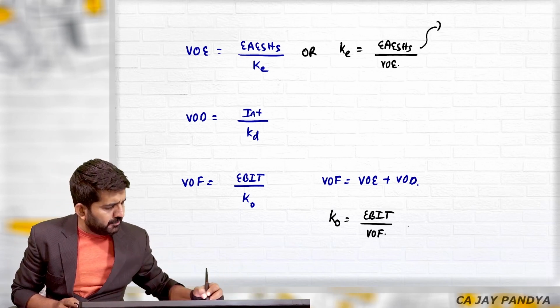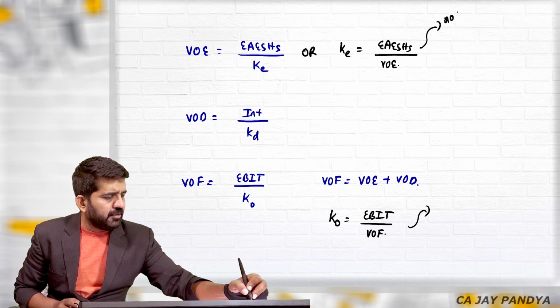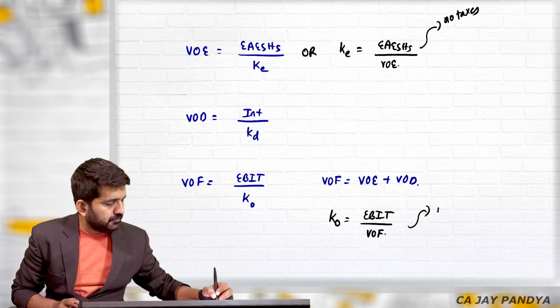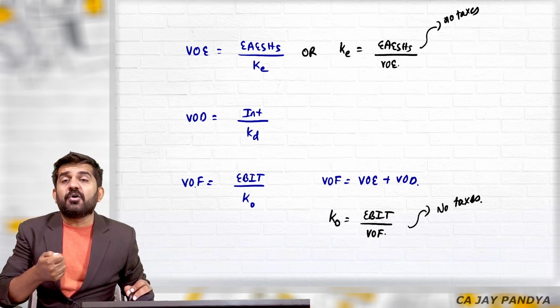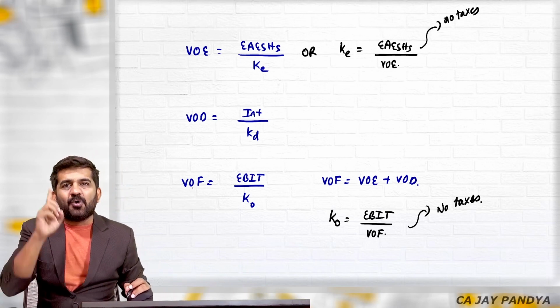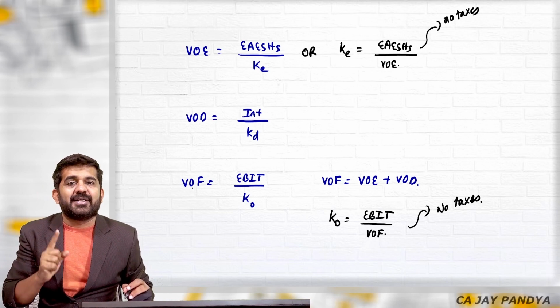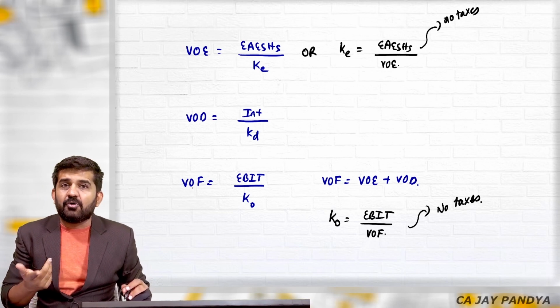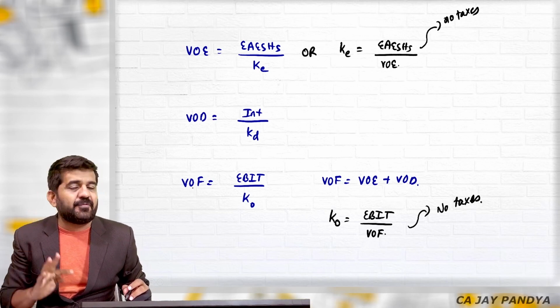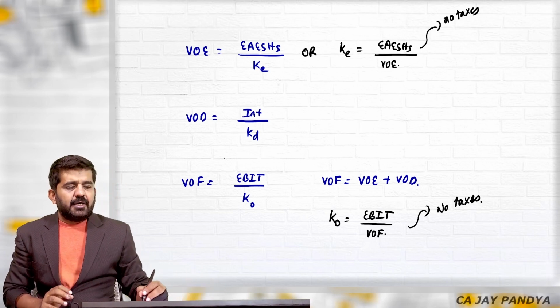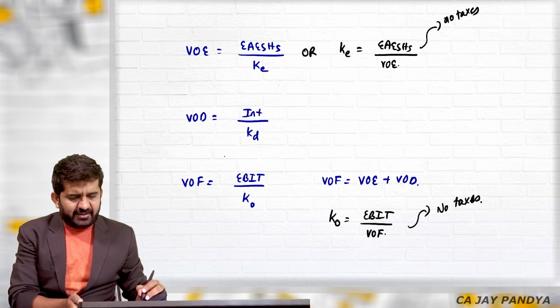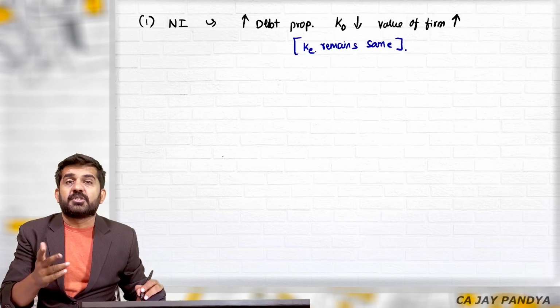This should normally be used when there are no taxes. Sir, how to find KO if there are taxes? You should go to cost of capital and find the weighted average cost of capital. How to find KE? You should go to cost of capital and find the cost of equity. In that case, this should be used normally when there are no taxes, but this can be used at any point of time.